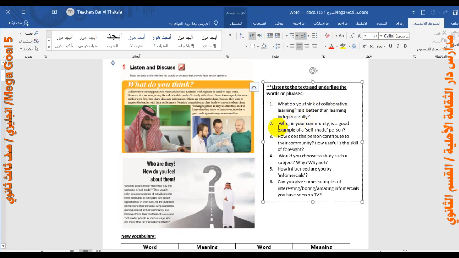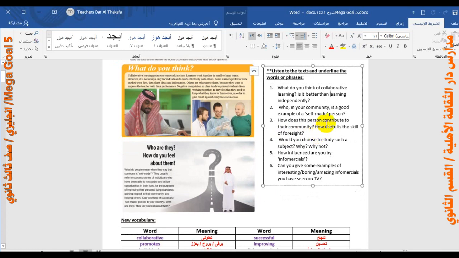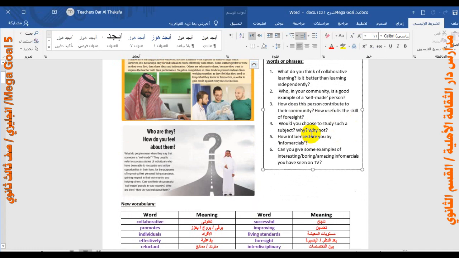This is question one. Who in your community is a good example of a self-made person? Give us examples. How does this person contribute to their community? And how useful is the skill of foresight? Would you choose to study such a subject? Why or why not?